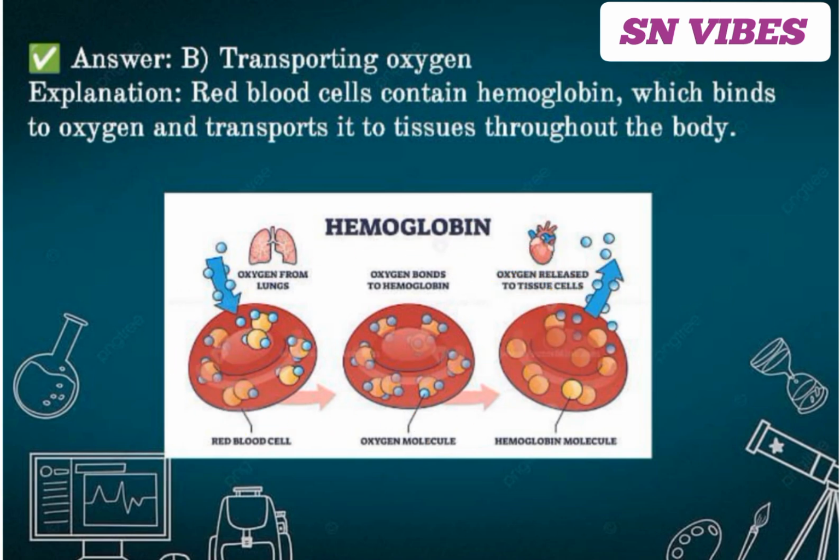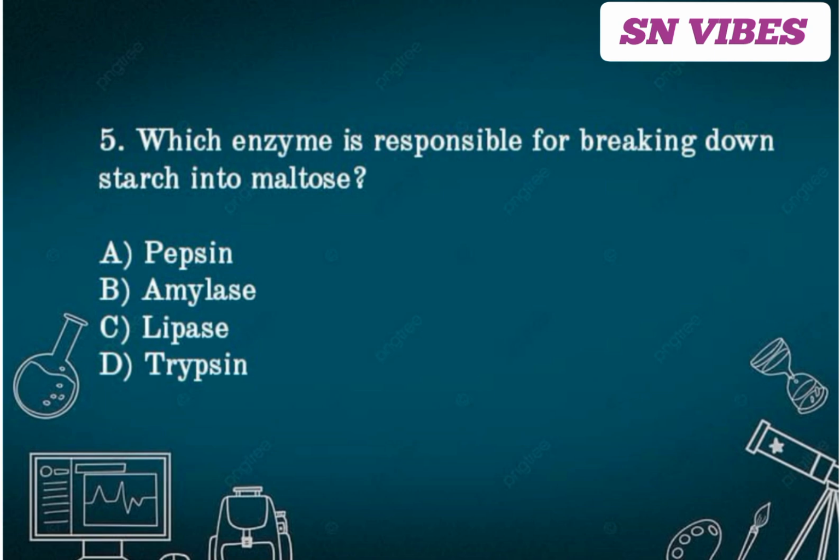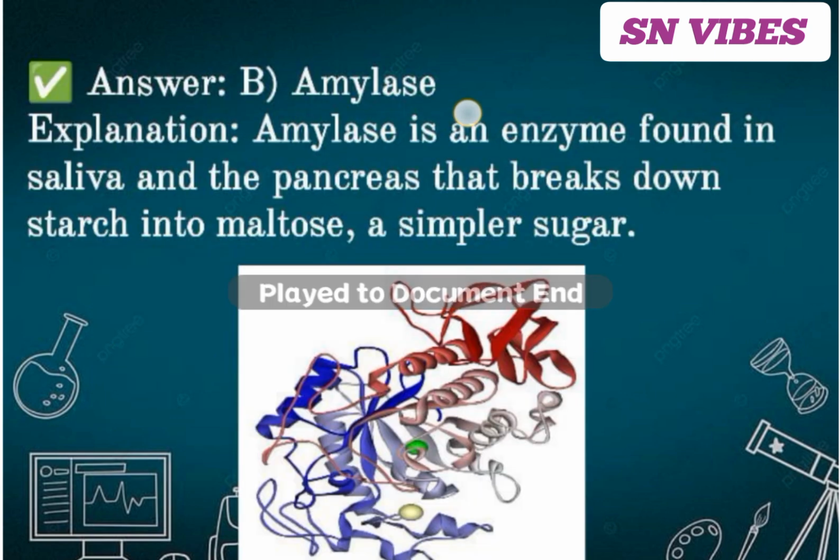Okay, so let us move on to the fifth question, that is, which enzyme is responsible for the breaking down of the starch into the maltose? Option A, pepsin. Option B, amylase. Option C, lipase. Option D, trypsin. Your answer is option B, amylase.